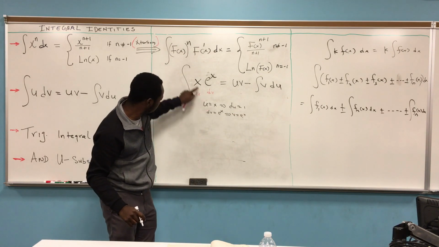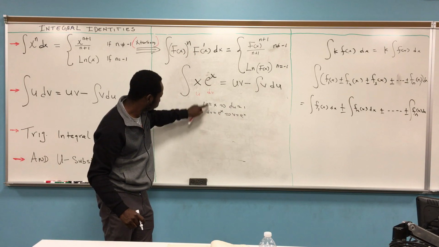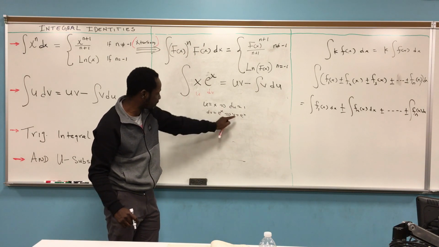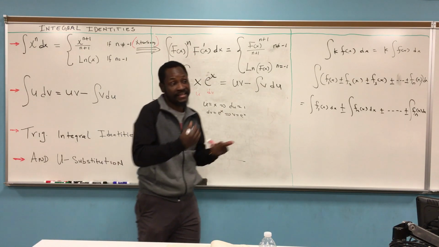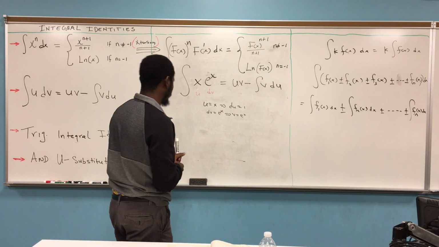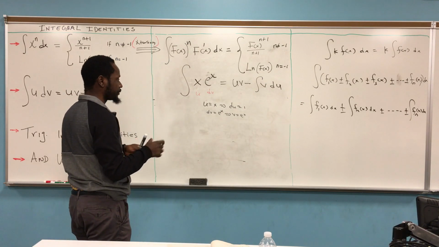So this one is u. You differentiate it to get du. dv is this. You integrate both sides to get v. Now the integral of e^x is e^x. That makes it easy. So we have everything we need to substitute here, right?